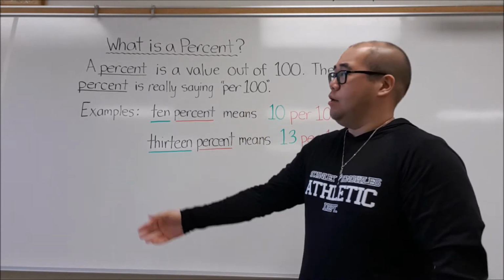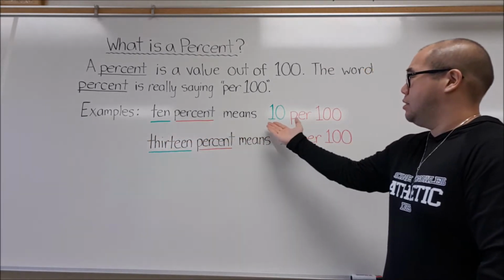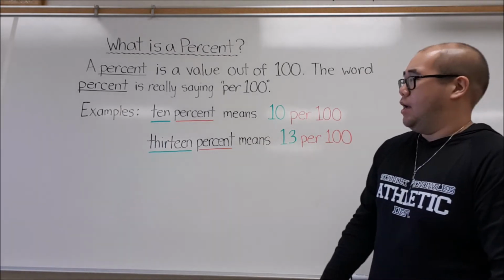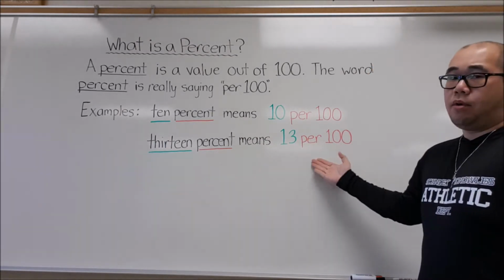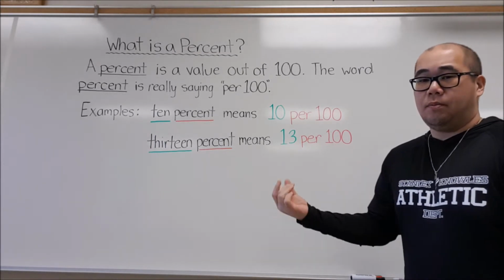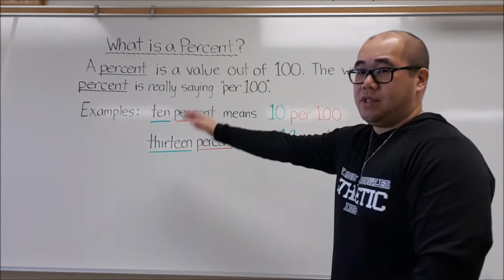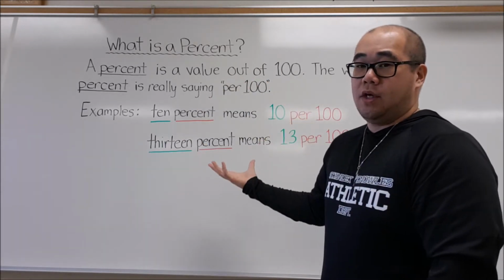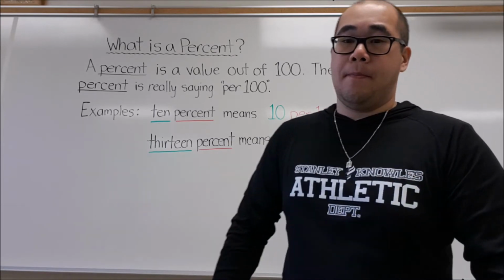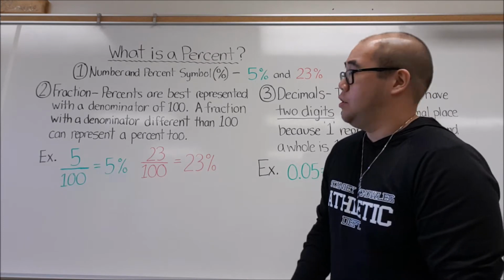Alright? And here are some examples of what I mean by that. 10% means 10 per 100. And 13% means 13 per 100. Okay, so when we're saying percent, we're really saying per 100. I'm going to wipe this down and I'm going to show you three different ways to represent and show a percent. So here's three different ways that you could represent or show a percentage.